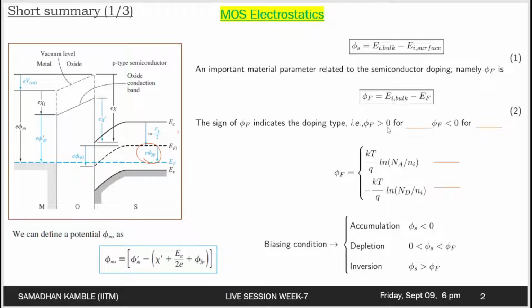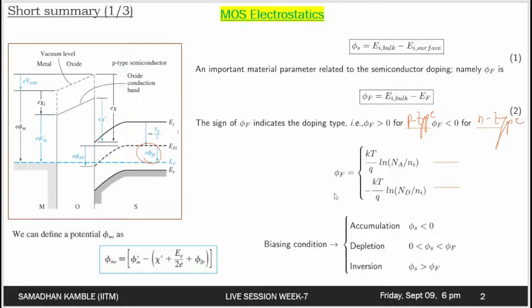So for example, if phi f is more than 0, that means the Fermi level is below the intrinsic level, which corresponds to a p-type semiconductor, in which the Fermi level is close to the valence band. So this is for the p-type. And when phi f is negative, that means the Fermi level is above the intrinsic level, and that will correspond to the n-type semiconductor.